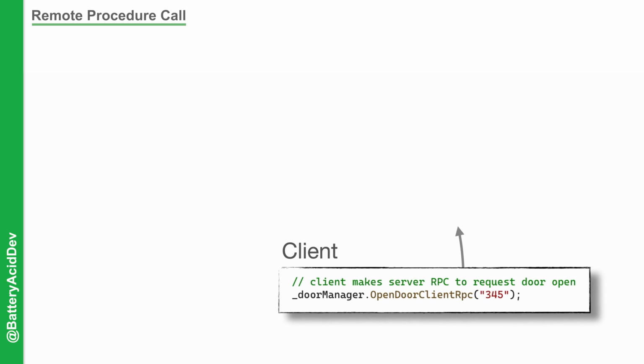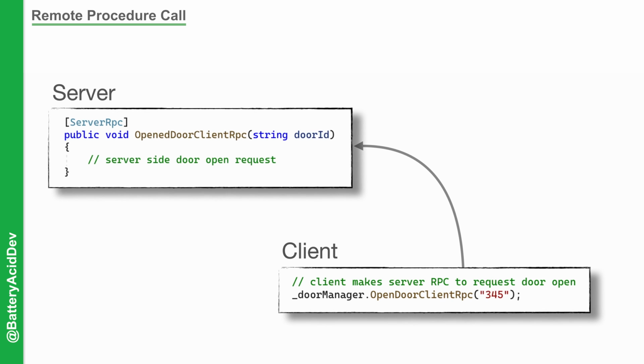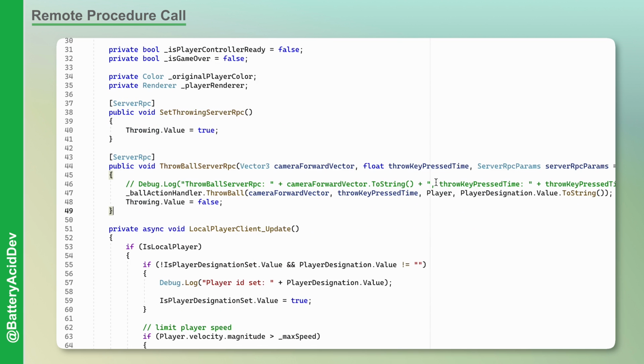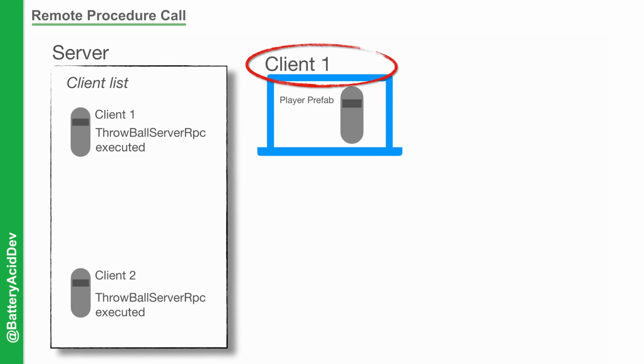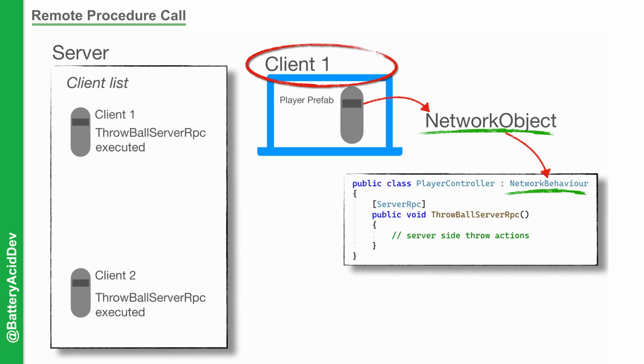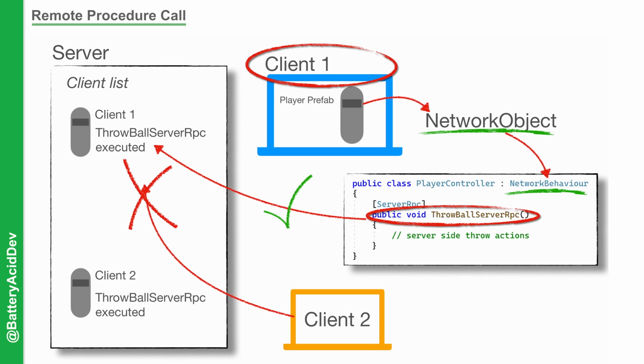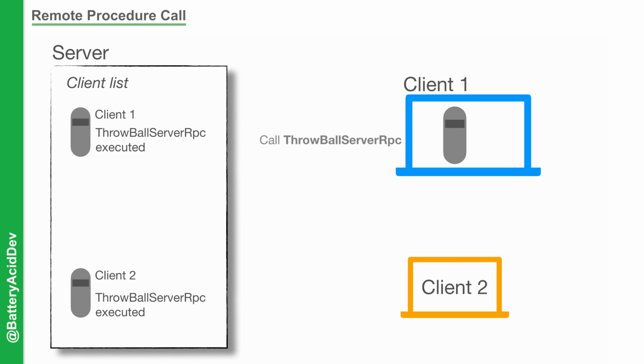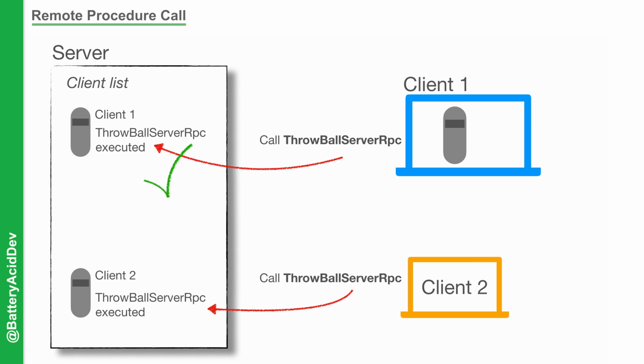ServerRpcs can only be called from clients but are executed on the server. Looking at the example player controller script, when a player wants to throw a ball, it will call this ThrowBallServerRpc function to request the server to complete that action. By default, only the client owner, that's to say, the client that owns the network object associated with the network behavior containing the ServerRpc, has invocation rights. Any client that isn't the owner will not be able to call the ServerRpc. So in reference to the previous example, when the ThrowBallServerRpc is called, the server knows which client made the invocation and executes the function within the context of the calling client. You don't have to sort this out yourself.